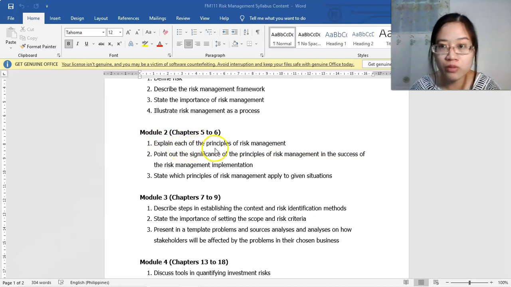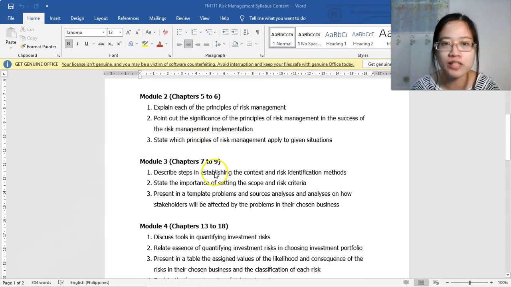Okay, and then yung module 2, we will be covering chapters 5 to 6 of the material. Discuss natin doon yung principles of risk management, tapos yung significance of those principles in the success of risk management implementation. And then lastly ay, kumbaga yung situational, different cases kung saan ma-apply natin yung principles of risk management.